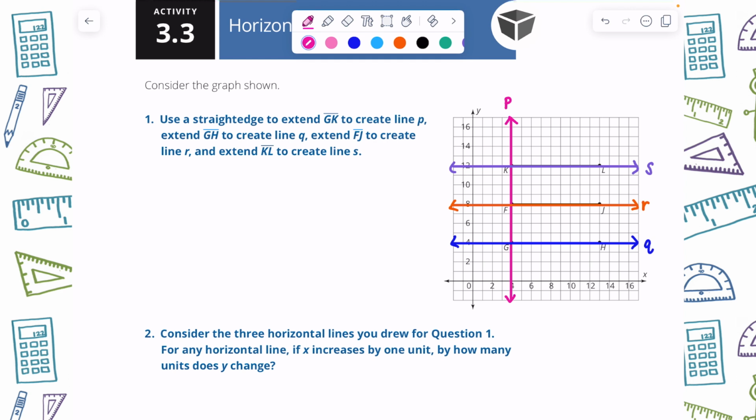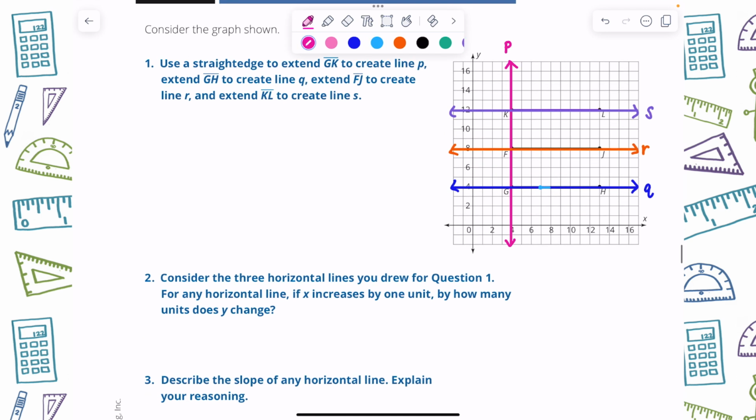It asks for any horizontal line, if x increases by 1 unit. So let's just look at line Q. If I just pick a point on line Q, so let's say this point here. If we increase x by 1 unit, so if I move x over 1, how many units does y change? Well, it doesn't, because it's still on a horizontal line. So if we increase x by 1, y stays the same. So our answer to this is it doesn't. It changes by 0.